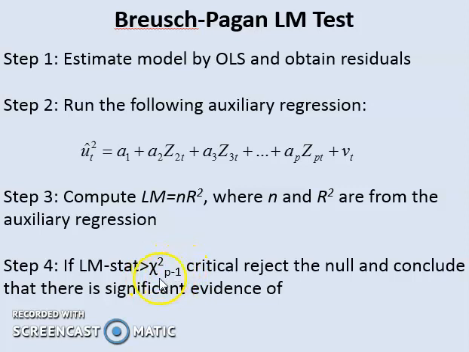Once we compare with the critical value, if it is larger than the critical value, we reject H null and then conclude that there is significant evidence of heteroscedasticity.